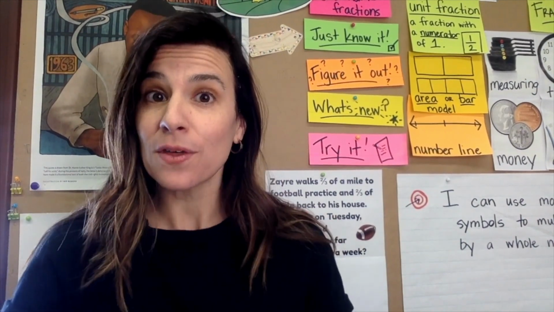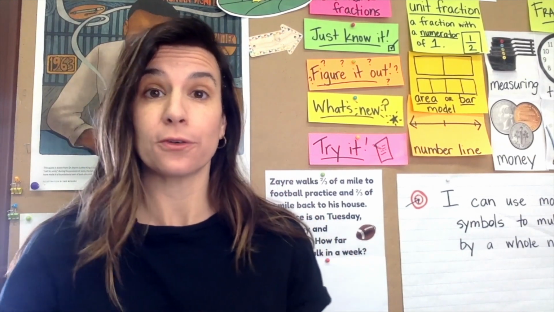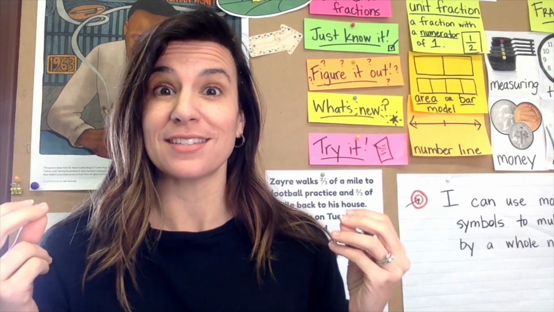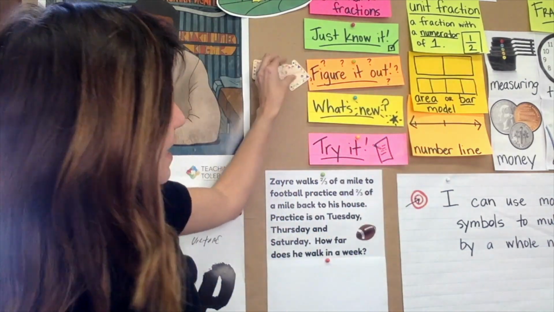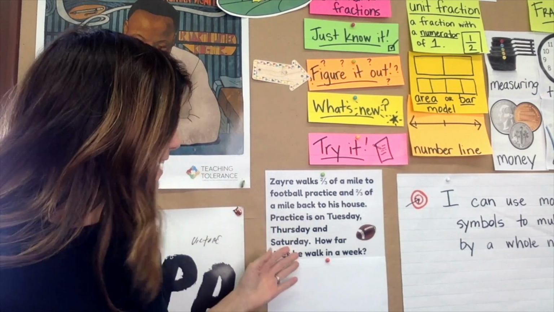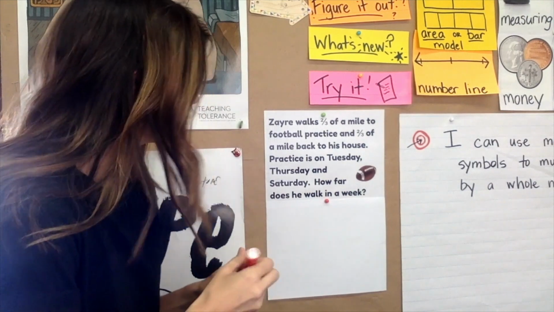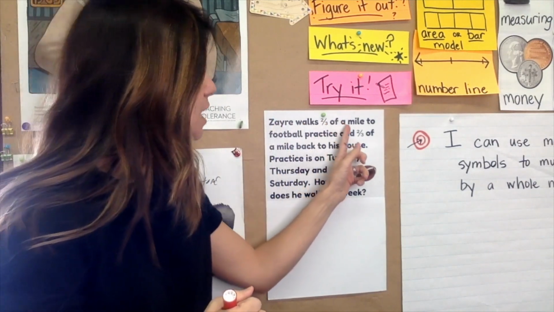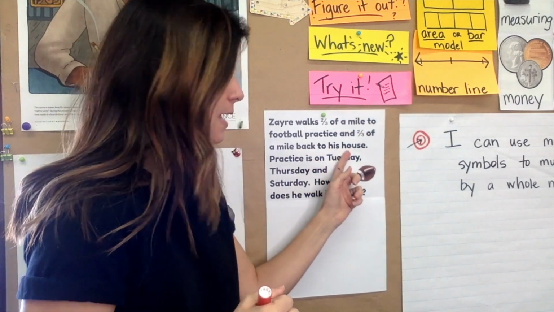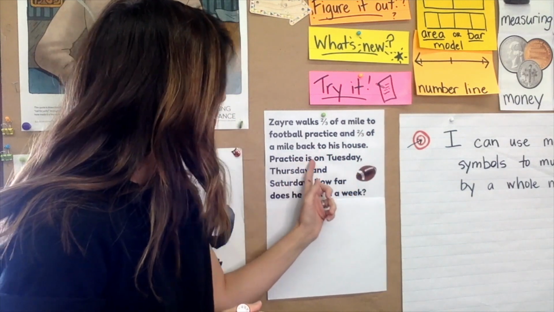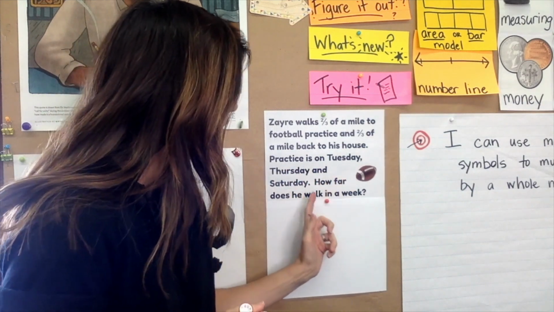And if you didn't know them just like that, you can practice at home to get your automaticity and your fluency with your math facts down just like that. All right, it's time to move on to figure it out. And today I have a word problem here that we're gonna figure out together. Zaire walks 2/3 of a mile to football practice and 2/3 of a mile back to his house. Practice is on Tuesday, Thursday, and Saturday. How far does he walk in a week?